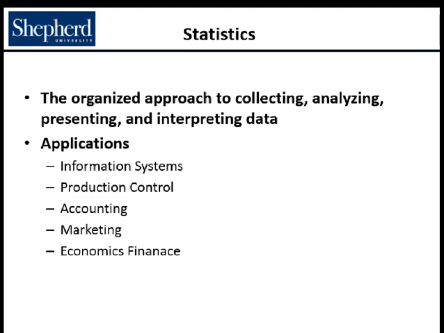In production and manufacturing, a variety of statistical quality control charts are used to monitor the output of a production process. In information systems, a variety of statistical information helps administrators assess the performance of computer networks.